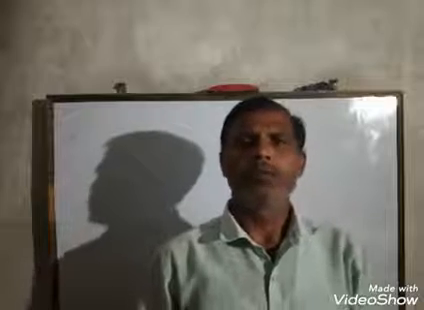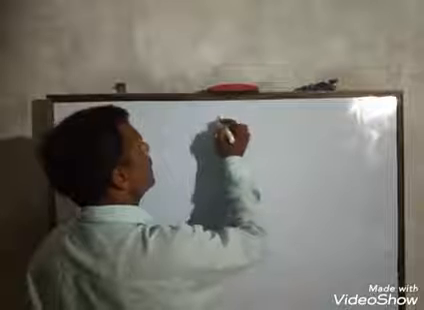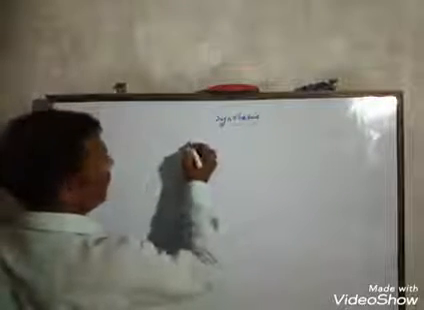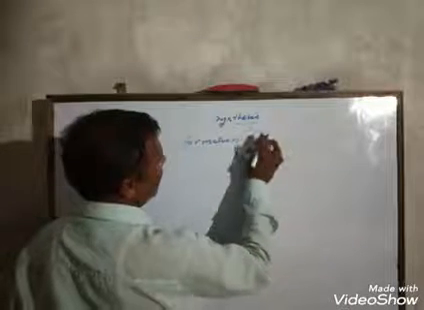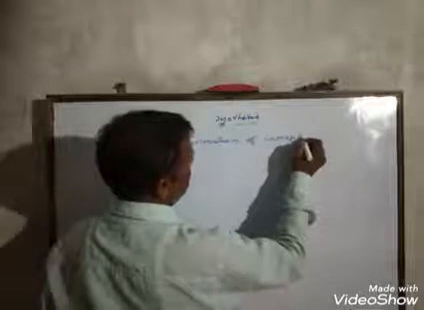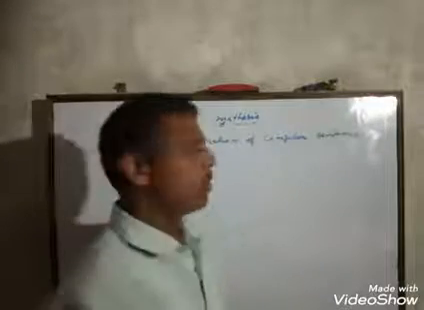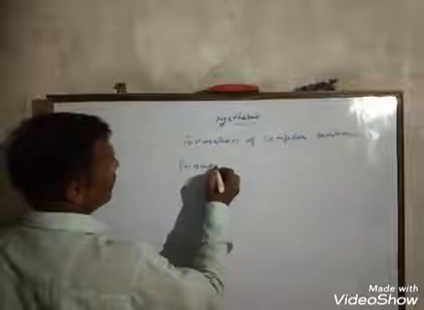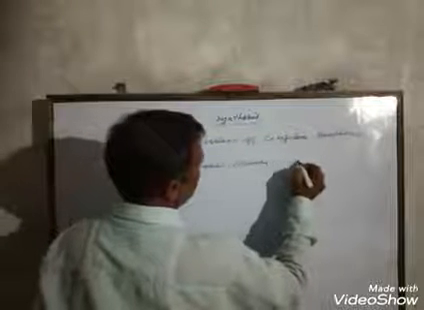Students, in the previous video of English language, I explained synthesis, and in this I explained formation of complex sentences. I told you that in a complex sentence there is a principal clause and the other is a subordinate clause.